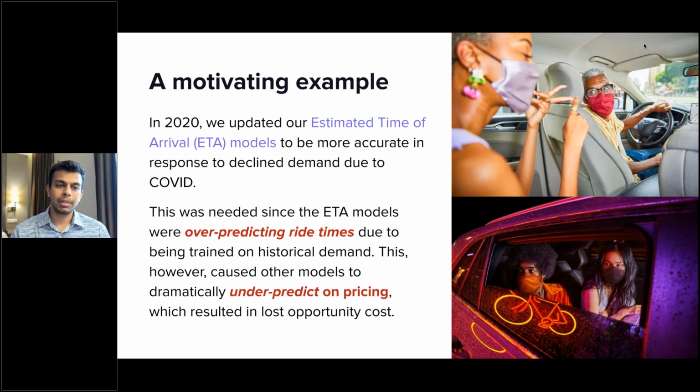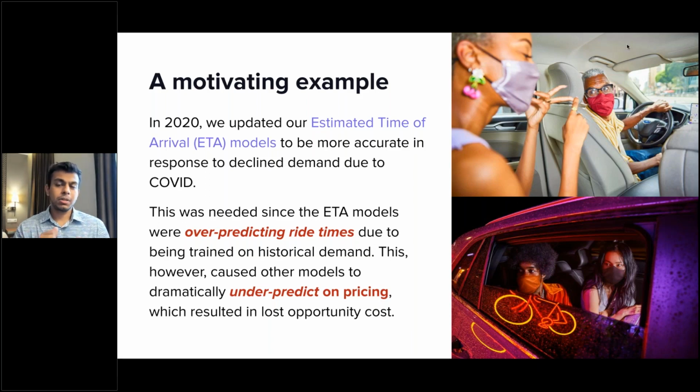So this is a very concrete example. In 2020, we updated our ETA models to be more accurate in response to declined demand due to COVID. When COVID started, a lot of people obviously stopped going out and taking Lyft. And so we had to retrain our models, because the ETA models were over-predicting without this retraining. However, when we did this, it caused other models to dramatically underpredict on pricing, which resulted in lost opportunity cost.